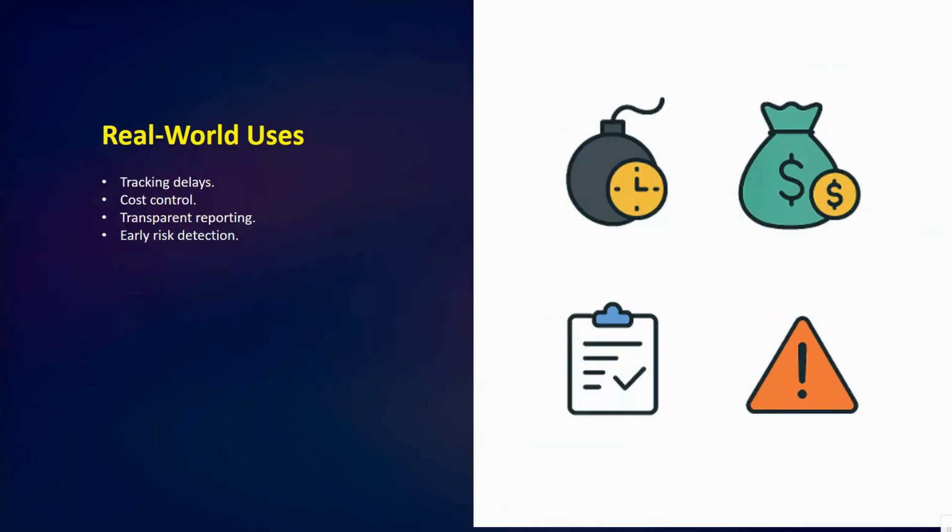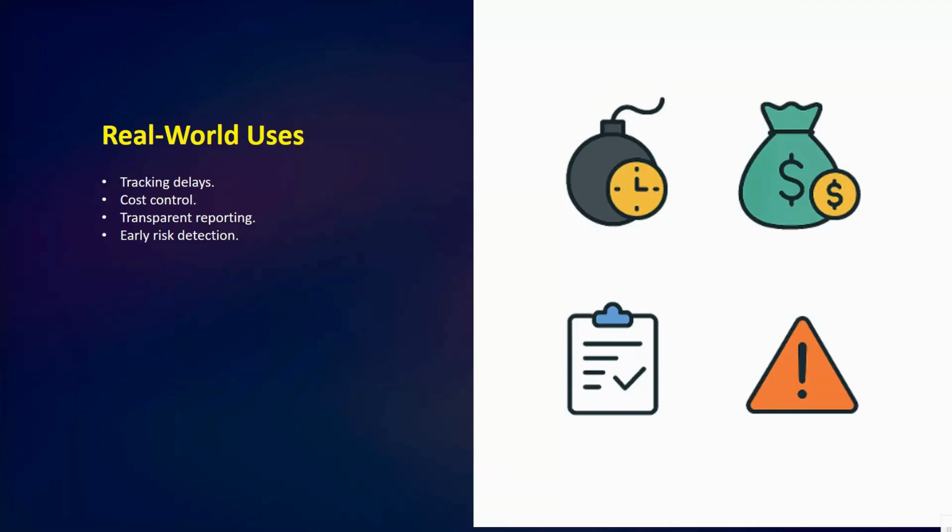Next we have real world use. Now let's look at some real world applications of baselines in Primavera P6. First, we have tracking delays. By comparing actual progress with the baseline, you can quickly identify which activities or milestones are behind schedule. Then we have cost control. Baseline cost data helps you see whether actual spending is aligned with the approved budget or not.